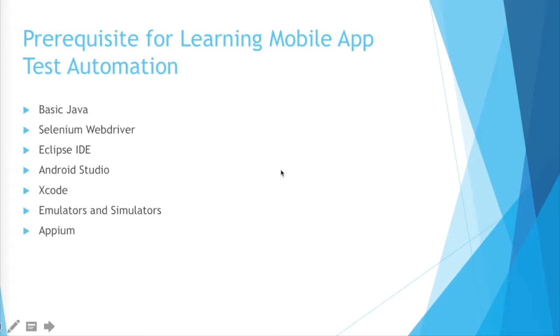This is about the prerequisites for learning mobile app test automation. So we will learn what things are required to easily grasp the concepts of test automation, basically mobile automation. Here we will try to cover what things you should know, or if you're not knowing, you should start learning those things. Fine, because these things are very necessary.